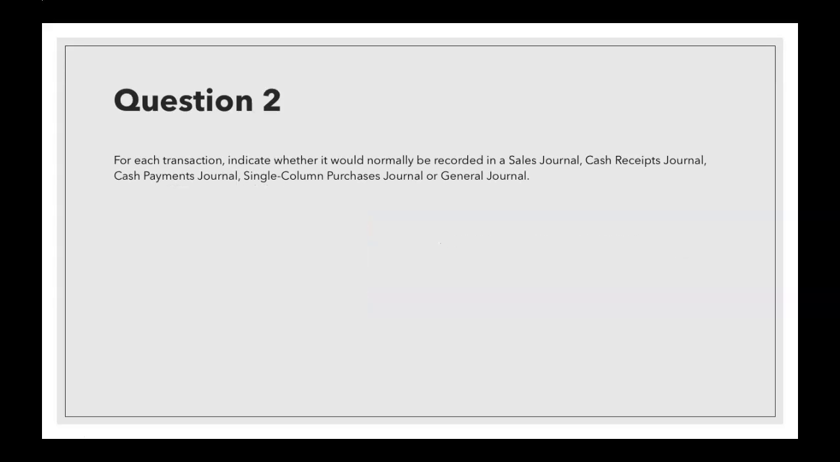Let's move on to question number 2. Question 2 is dealing with special journals. We're going to be given a list of transactions, and we need to figure out if it goes in the sales journal, cash receipts, cash payments, single column purchases journal, or if it just falls into the general journal.